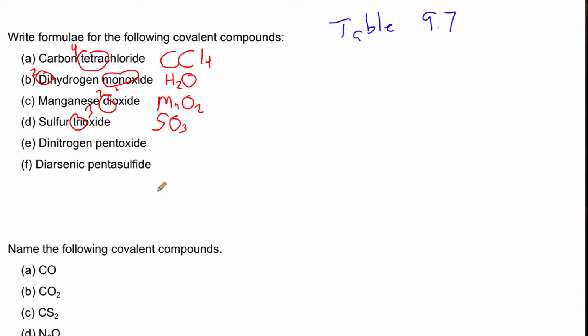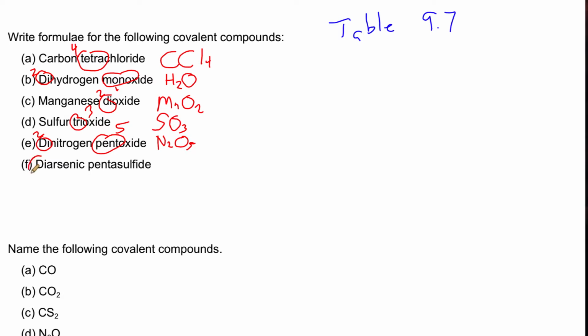Dinitrogen pentoxide, our fifth example. Now we have a prefix. Di means 2. Pent means 5. So it's 2 nitrogens and 5 oxygens, or N2O5 would be the formula for dinitrogen pentoxide.